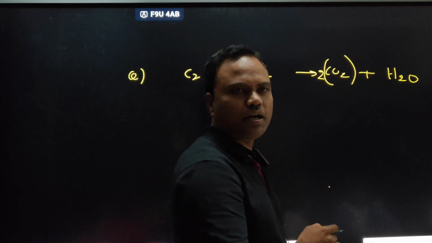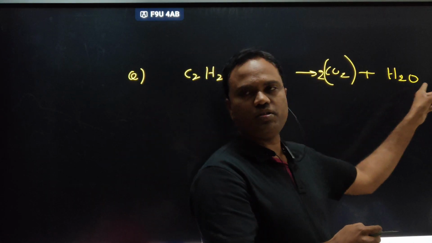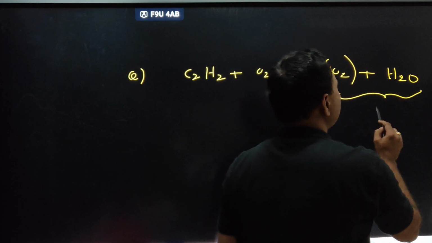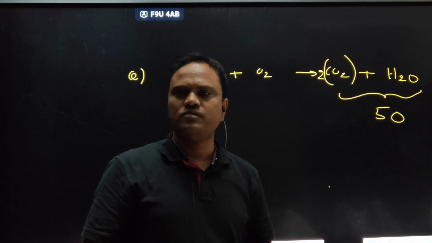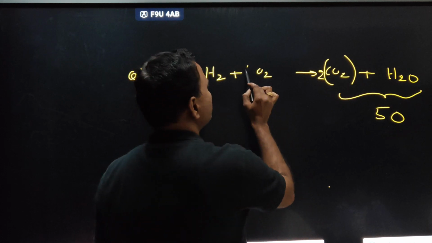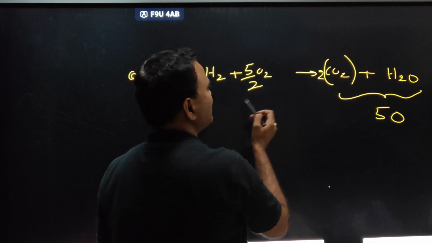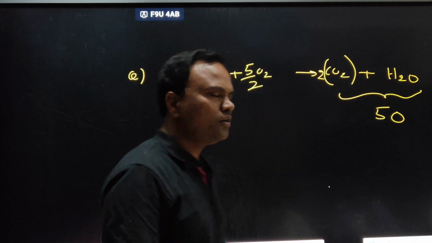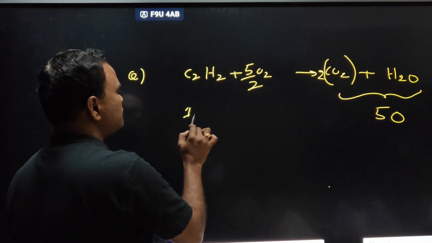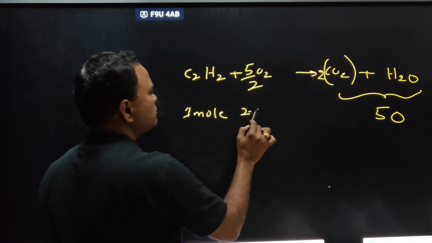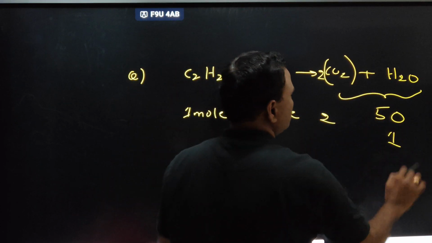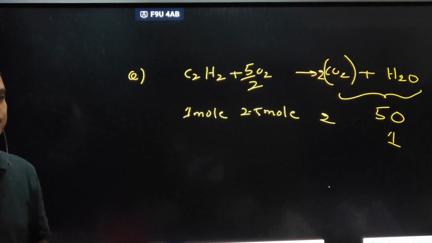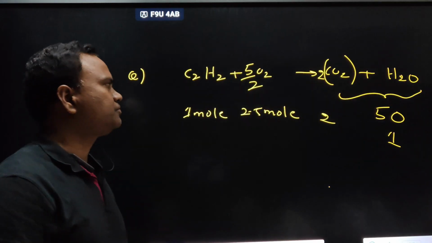We have to imagine the bracket. 2 into 2, 4. 4 plus 1, 5. This side 5 oxygens are there. Then how to write 5 oxygens here? 5 by 2. Because 2 will get cancelled, 5 will remain. So what are the total moles? This is 1 mole. 5 by 2 means 2.5 mole. This is 2 mole. And this is 1 mole. Mole relation.